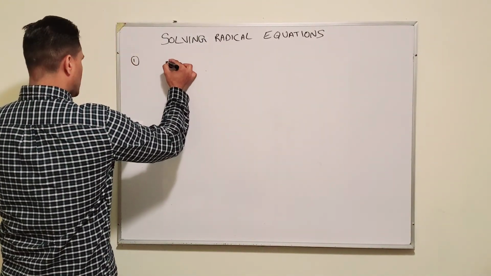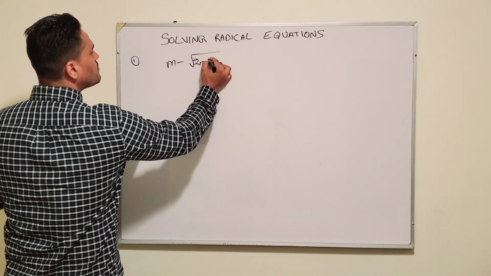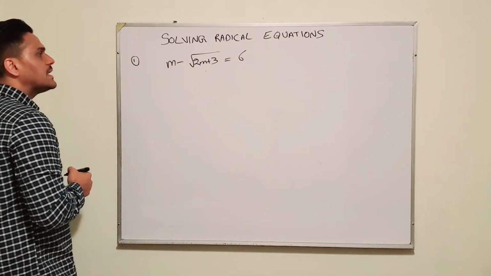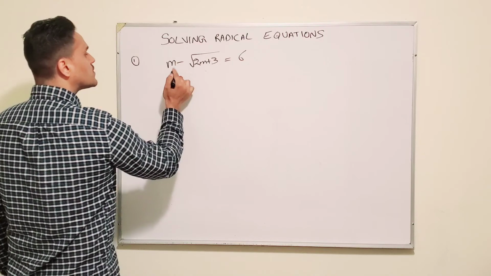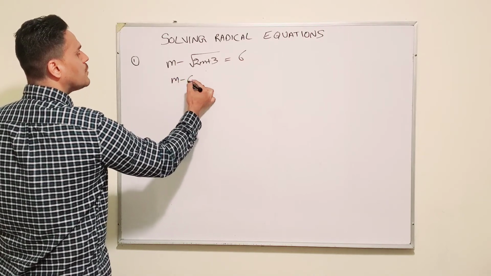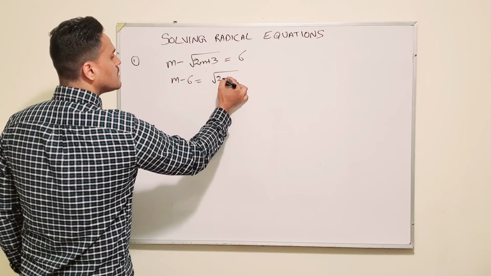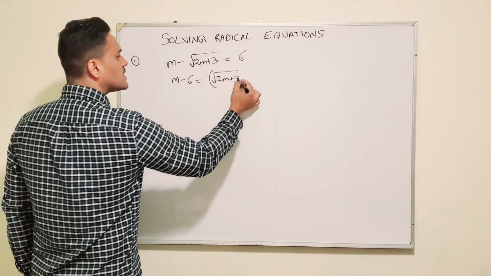For the next question, we have m minus square root of 2m plus 3 is equal to 6. Again, we're going to try to bring the square root term by itself. So we're going to move the 6 over, so we will have m minus 6. We're going to move this term to the other side. It's going to become positive square root of 2m plus 3. To get rid of the square root, we're going to square both sides.